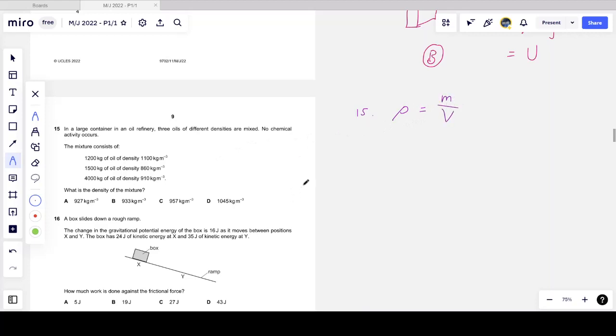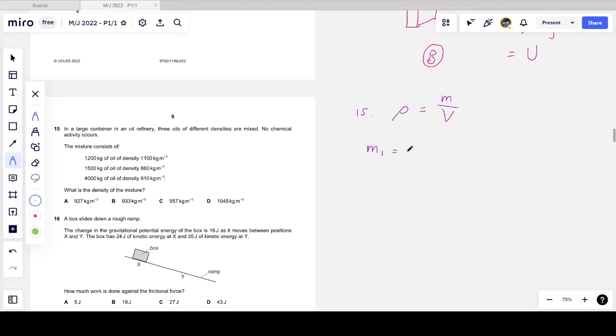So you have the unfortunate task of finding the volume of each type of oil, of each density of oil. Each type of oil has a different density. You have to find the volume for each type, which hence allows you to find the total volume. So what I will do is I'll give you a starting point.